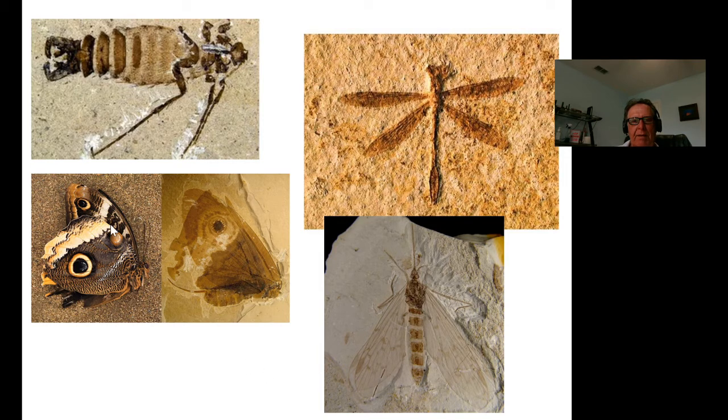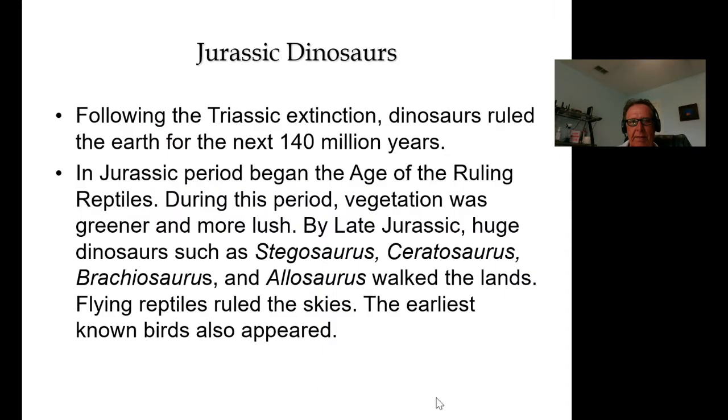In terms of insects, there are lots of insects similar to what we see today. Here is a modern butterfly. Here is a fossil butterfly. This is a termite, dragonflies, and other types of flies. So lots of insects in the Jurassic are well preserved, and you can find these.